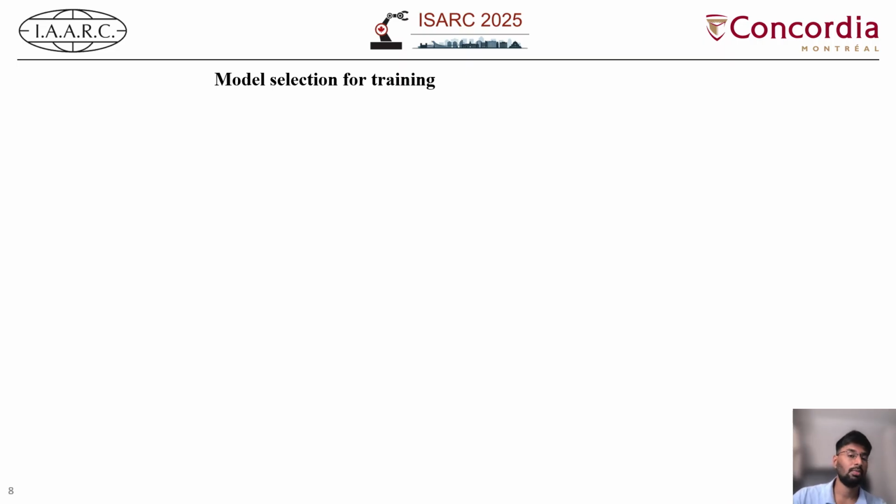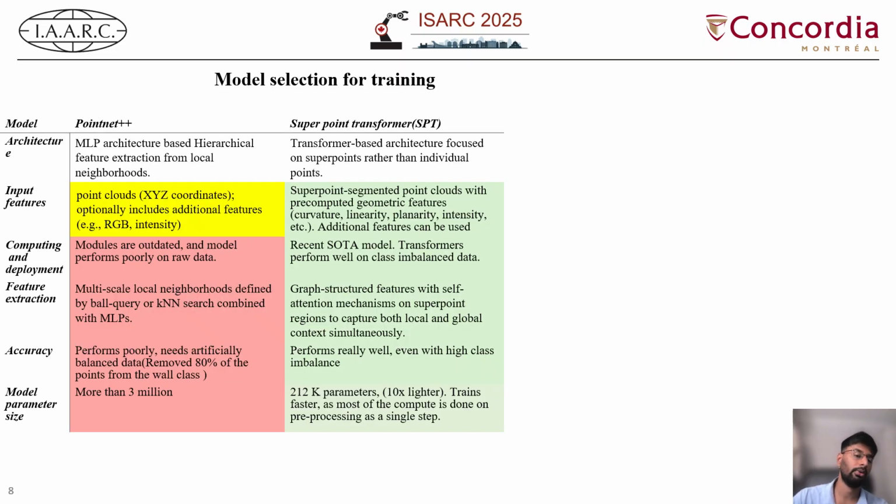So for our model selection, we went with PointNet++ and SuperPoint Transformer, both of different architectures. PointNet++ uses MLP-based architecture, whereas SuperPoint uses transformer-based architecture, which has seen a fundamental breakthrough in language and vision domain in recent times. It can also be trained on additional pre-computed geometric features such as curvature, linearity, planarity, etc. While training PointNet++, the model failed to converge, so we had to artificially balance the data by removing 80% of the wall points to make the model learn the features, whereas SuperPoint Transformer was able to learn really well on the class imbalanced data.